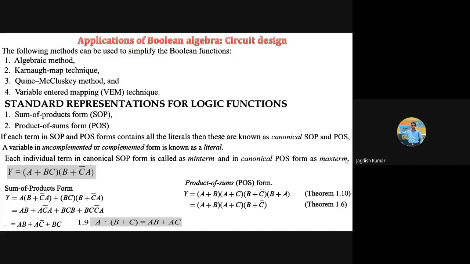But if you have the canonical form of SOP or POS, then each term in the canonical SOP form is known as a min term, and each term in the canonical POS form is called a max term. So you should now be in a position to define what a min term and a max term is. How to arrive at min term and max term will be clear soon. We will follow the same example and then obtain the canonical form, but not today, because it requires time.